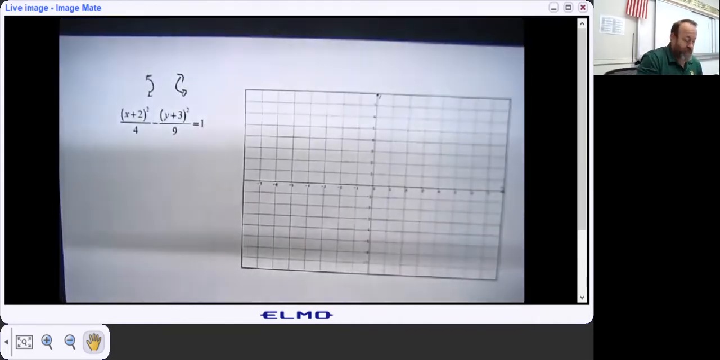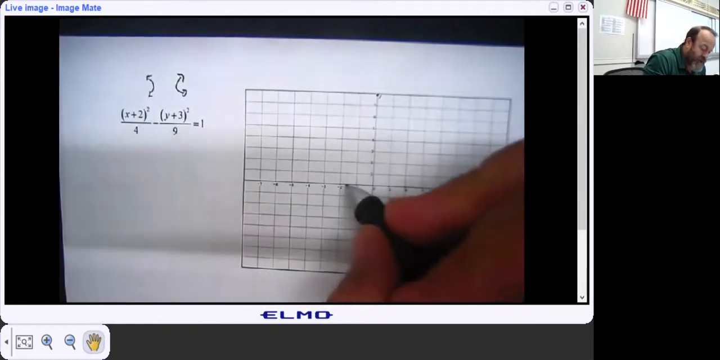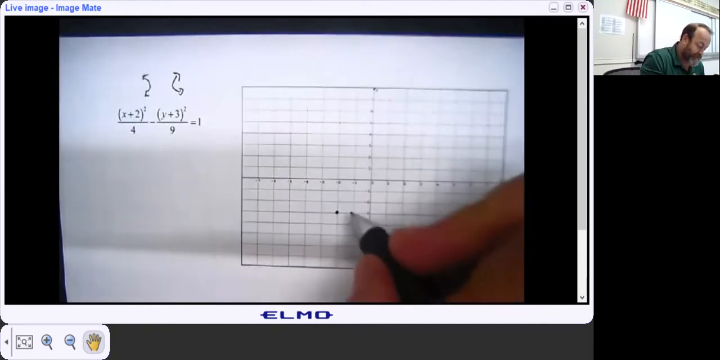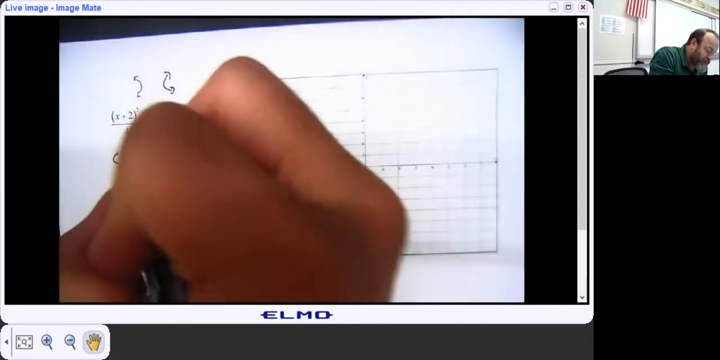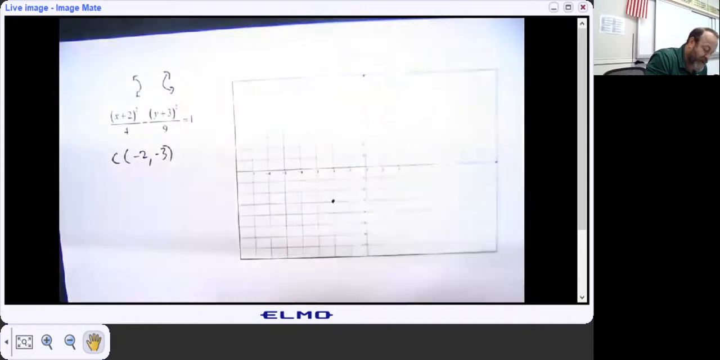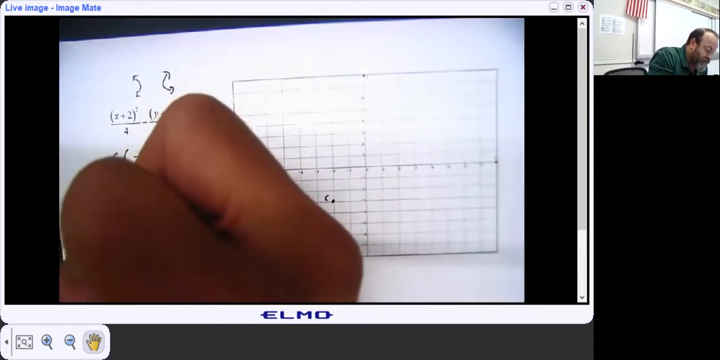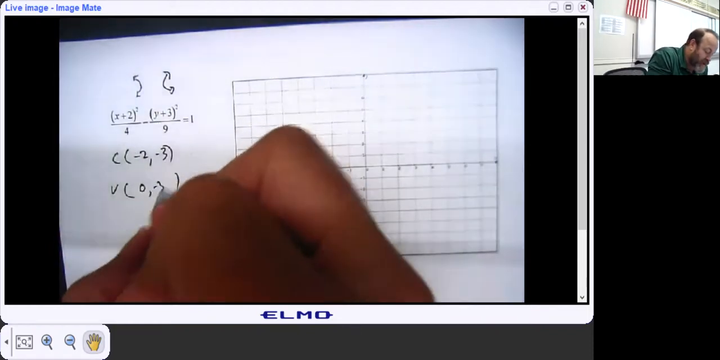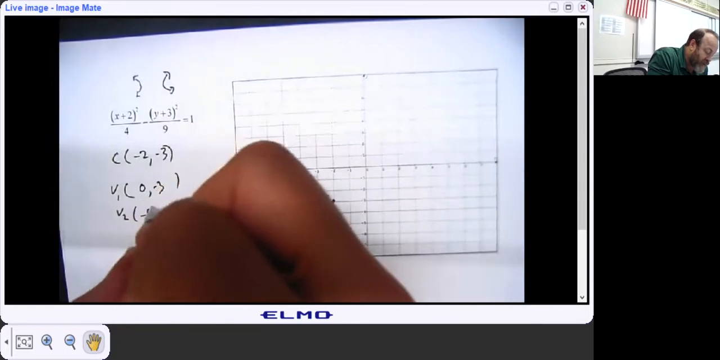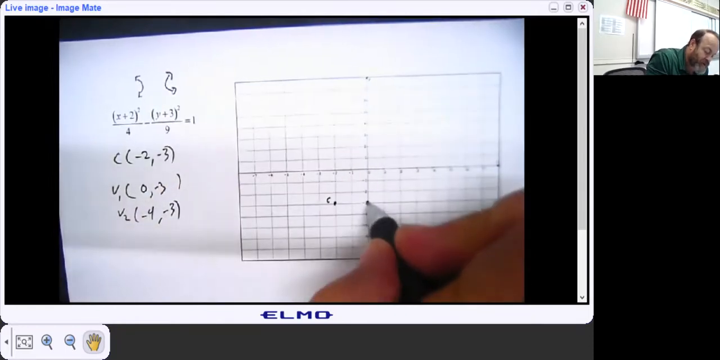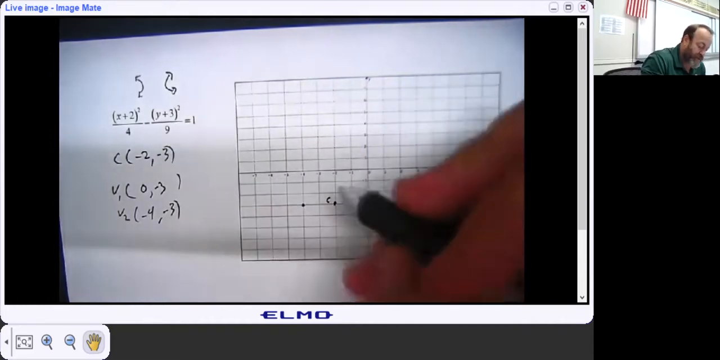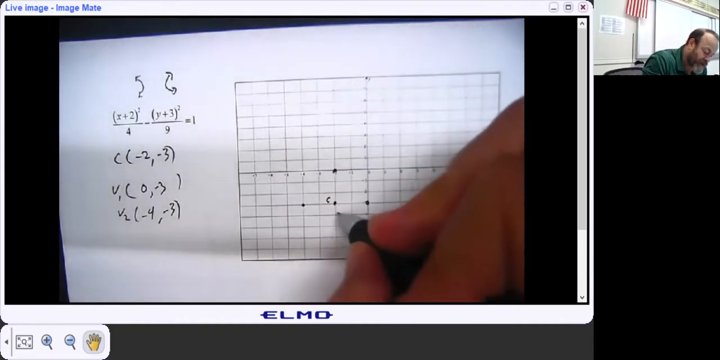So let's just take it from scratch. I think -2, -3 is fairly obvious why we would start here at the center. Let's go ahead and make a little list over here to the side. Let's do the two vertices. Since this opens in the x direction, I'm going to go over 2 and back 2. That's going to be 0, -3, and -4, -3. I'll go over 2 and back 2, simple counting. Now in the ellipse, we would go up 3 and down 3, 1, 2, 3, down 1, 2, 3.